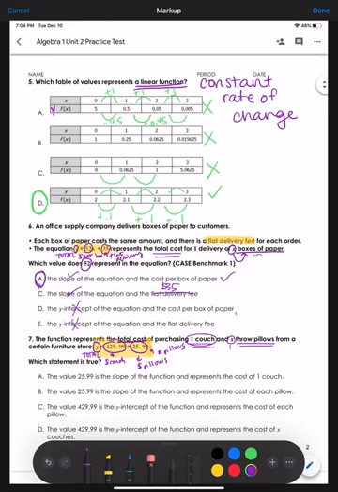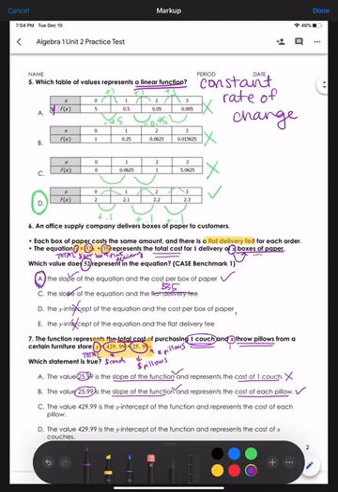So let's look at our options here. The value $25.99 is the slope of the function, which is true because it's $25.99x. If you think of it as mx, that is the slope. And it represents the cost of one couch. No, that's not the cost of the couch. The value $25.99 is the slope of the function, yes, and represents the cost of each pillow, yes.